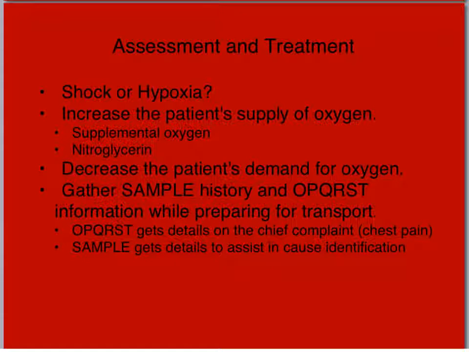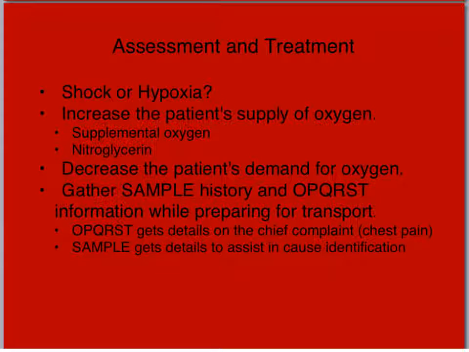Nitroglycerin opens up the coronary arteries, the arteries supplying the heart muscle, and therefore brings in more oxygen via an increased blood supply. At the same time that we're increasing patients' oxygen supply, we also want to decrease their demand. Anything we can do to help keep them calm, reduce the stresses around them, and certainly reduce their exercise and their movement. While all this is happening, we're gathering sample history and OPQRST, and we're preparing for transport.